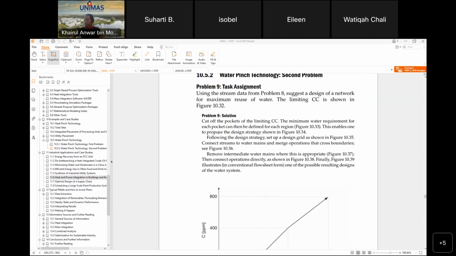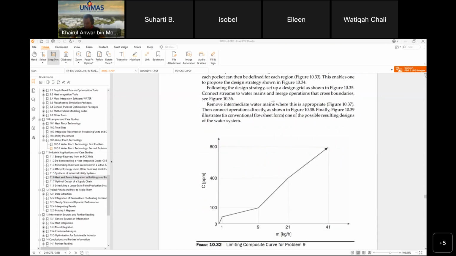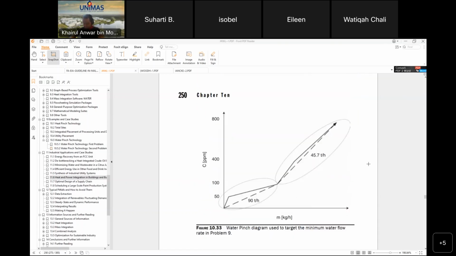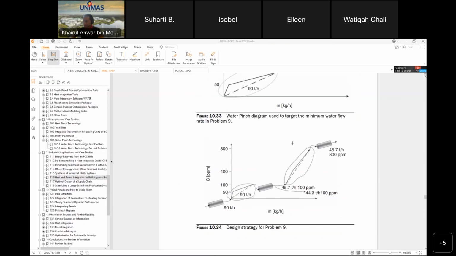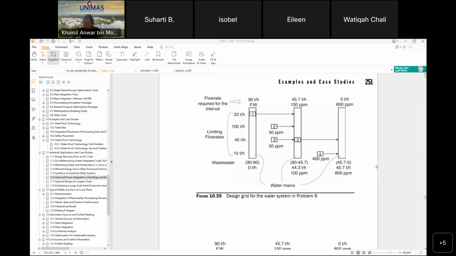Problem 9. Okay. So the solution is to cut off the pocket of the limiting CC. The minimum water requirement for each pocket can then be defined for each region. This is the pocket. This enables the proposal for the design strategy shown in 10.34. This is your design strategy. Following the design strategy, set up a design grid in 10.35. Connect stream to water main and merge operations that cross boundary.